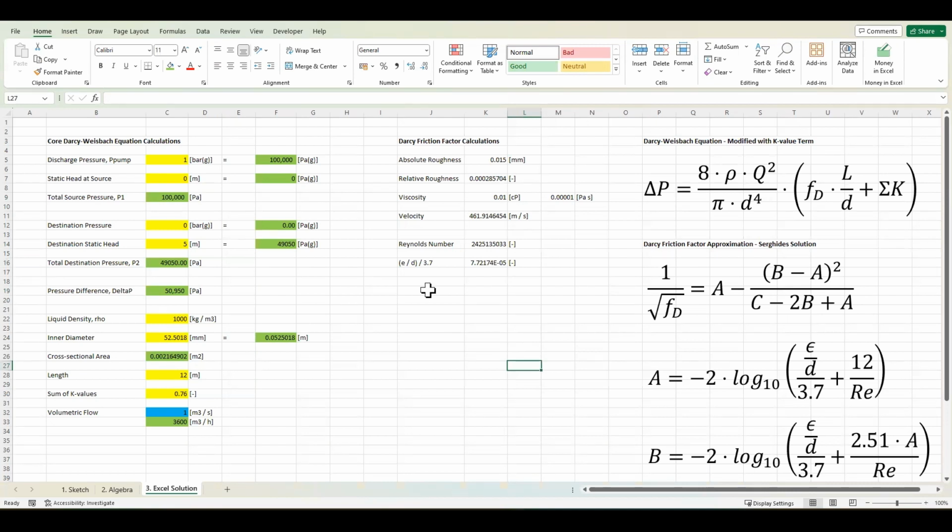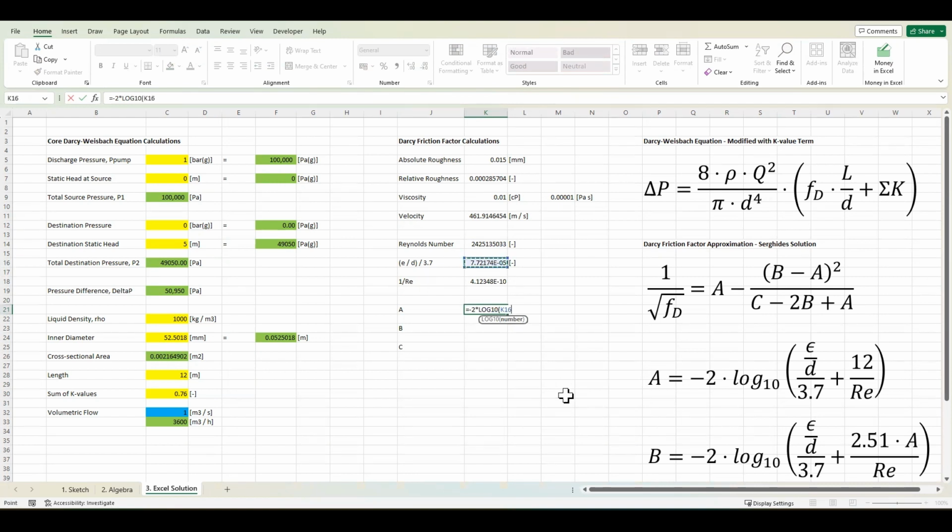Now, what I'm also going to do is define 1 over the Reynolds number, and you'll see again how this helps us later on. And then I'm going to start defining each of the lumped parameters A, B, and C. So they all start with minus 2 times log 10 of E over D divided by 3.7 plus 12 over Reynolds number. Now you can do this as 12 times 1 over the Reynolds number.